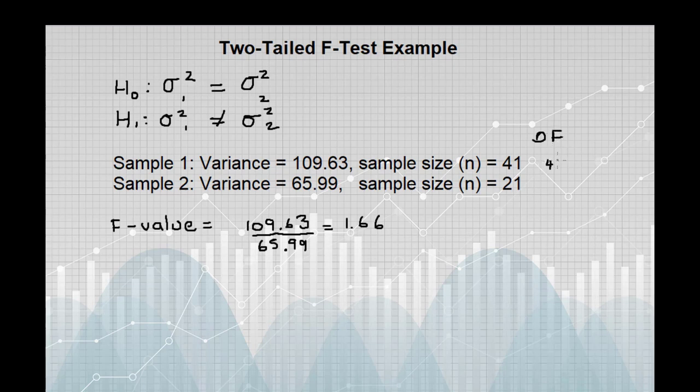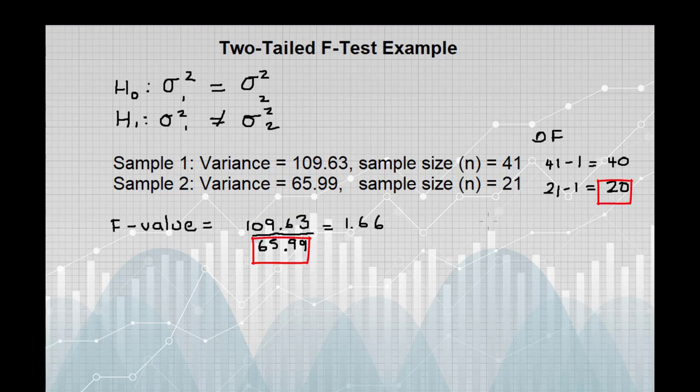My next step is I need to calculate the degrees of freedom because I need that to use the F table. Degrees of freedom is just my sample size minus 1. So I'll take my two samples, subtract 1. It gives me 40 degrees of freedom and 20 degrees of freedom. Notice that I put the highest value first. The 40 degrees of freedom goes with 109.63. This is 40 degrees of freedom in my numerator. And the 20 degrees of freedom is the denominator.